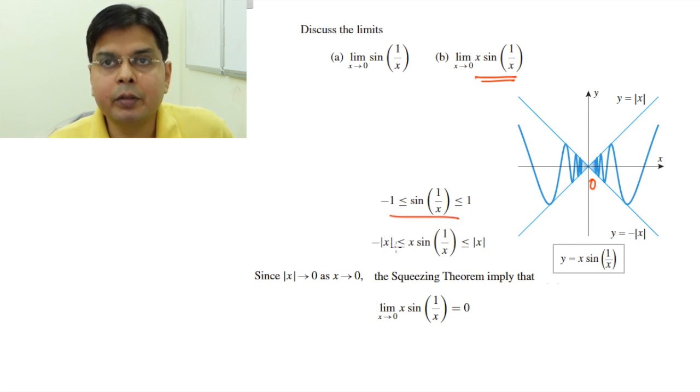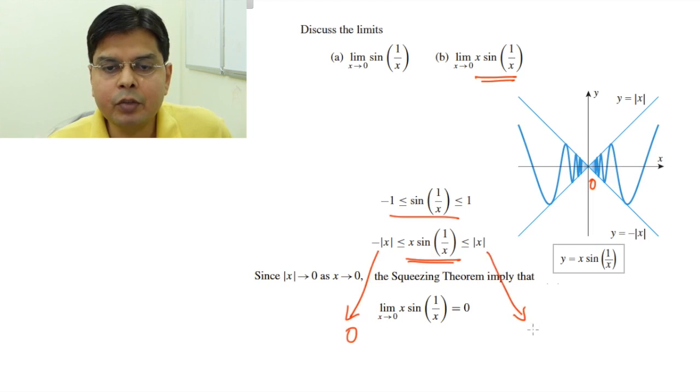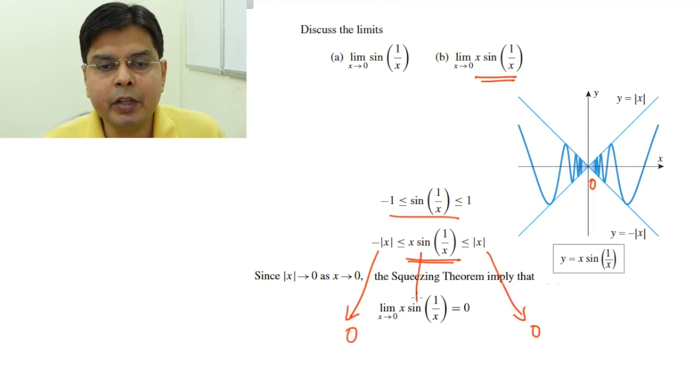Similarly, if you multiply by modulus x, you will get this thing. So your x sine 1 by x has to lie between minus modulus x and modulus x. Now as x tends to 0, this also goes to 0 and this also goes to 0. So by applying the squeezing theorem or the sandwich theorem, this thing will go to 0.